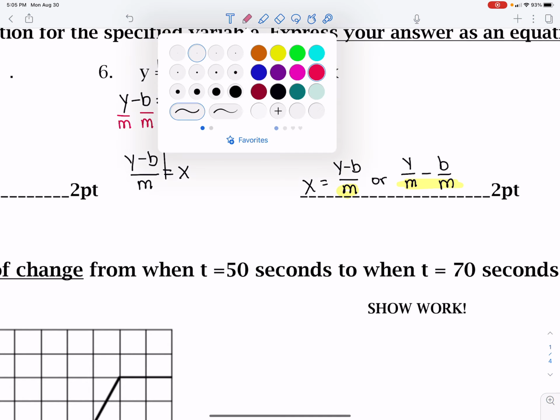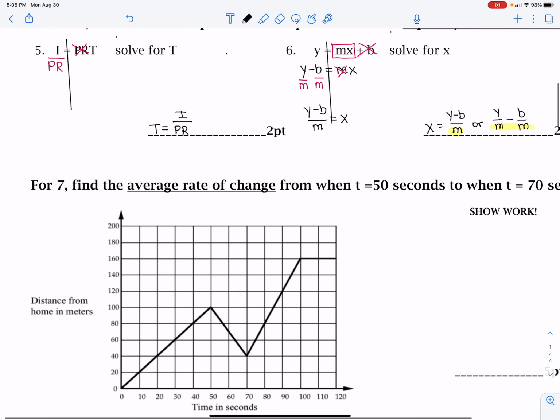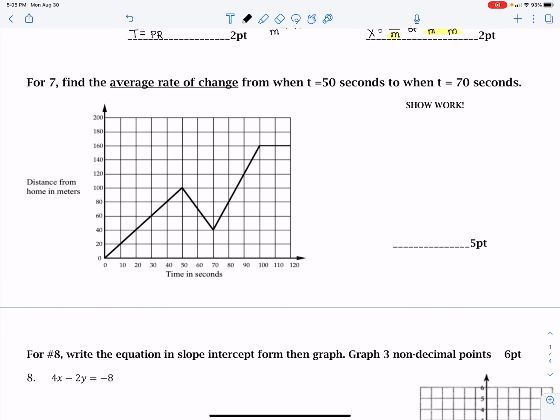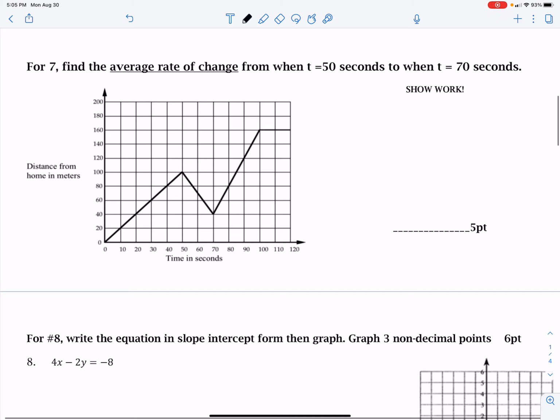All right, so now let's go on to the next problem, which is number 7. Finding the average rate of change, or finding the average slope from when t equals 50 seconds to when t equals 70 seconds. Okay. Now in class we didn't refer much to t, we always referred to it as x.